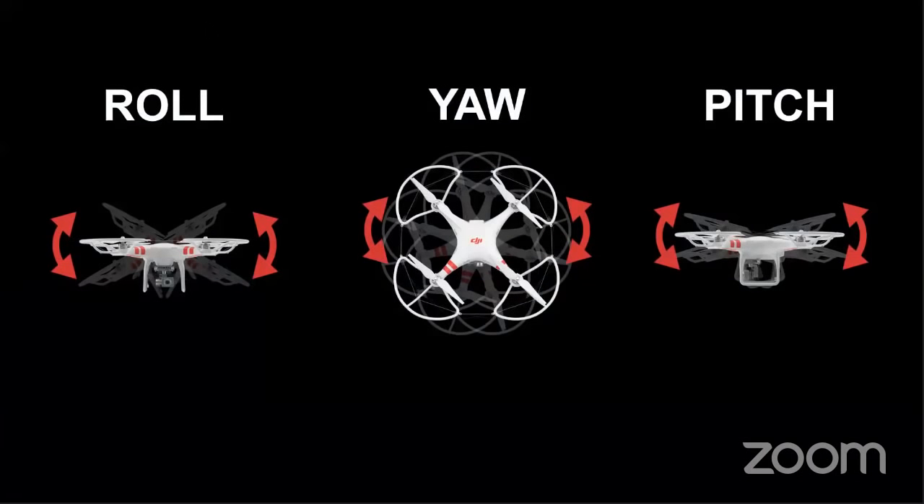Okay, so let's quickly talk about terminology here. It uses standard aerial terminology, but it's good to know that when we go from side to side, it's called rolling, not banking, but rolling. Yawing is rotating, and pitch is when we're going forwards or backwards.